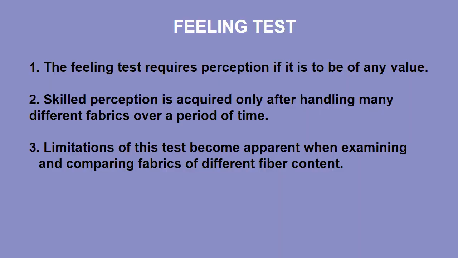Now briefly we will discuss the feeling test. The feeling test requires perception if it is to be of any value. So it is more of a subjective type. It is by touching the fiber or the fabric that we get a feeling. So that feeling is possible only by long experience. Skilled perception is required only after handling many different fibers or fabrics over a period of time. We can develop such skill and experience, and then by touching we can understand what kind of fiber it is.